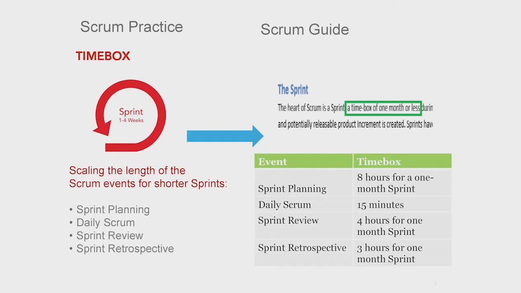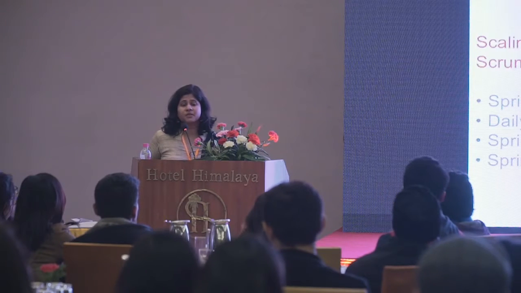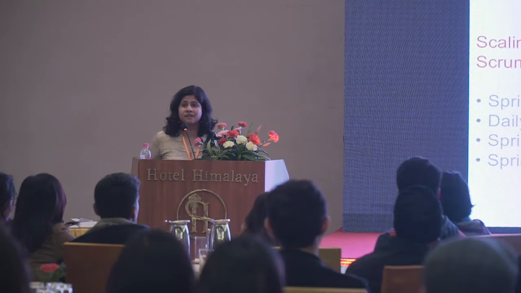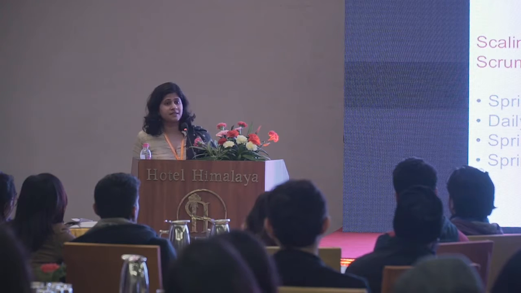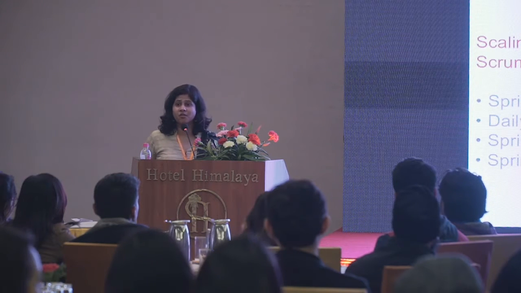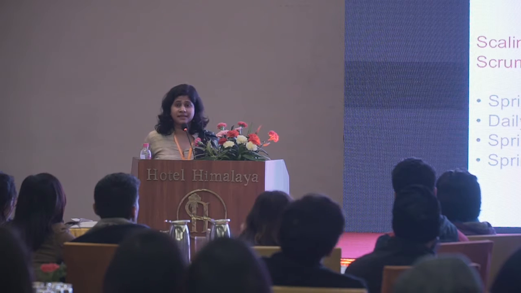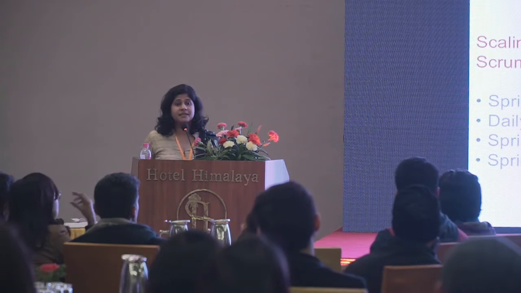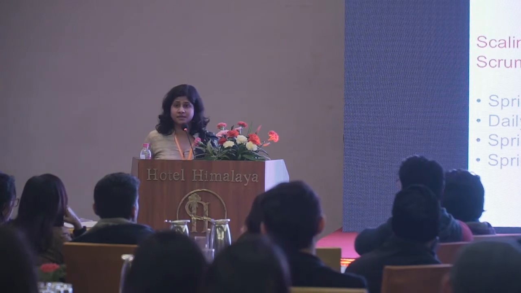So starting with the time box. Time box is the maximum duration. Every event in Scrum is time boxed. If you read the Scrum Guide, it says the sprint, which is a container of all the events, is time boxed to 1 month or less. And Scrum events, like sprint planning, is time boxed for 8 hours for 1 month of the sprint.